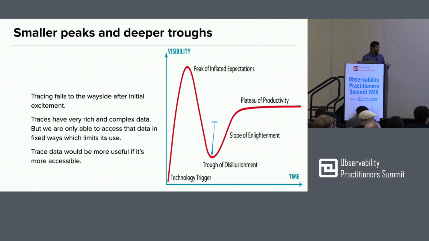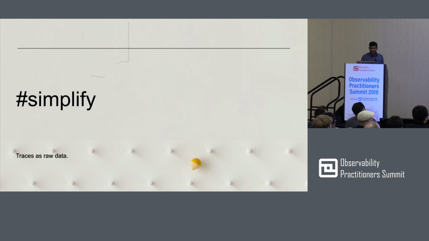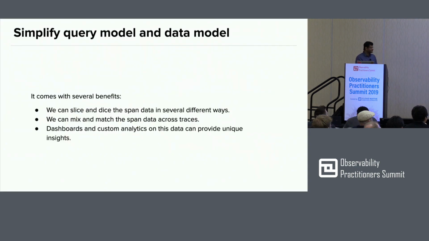So that's why we want to make trace data more useful. And to make it more useful, we want to make it more accessible, right? That's our goal. The image there basically shows that initially there's a lot of hype and then there are deflated expectations, and generally that's where it's stuck, right? So what do we want to do? We want to access traces as raw data, right? So why do we care?